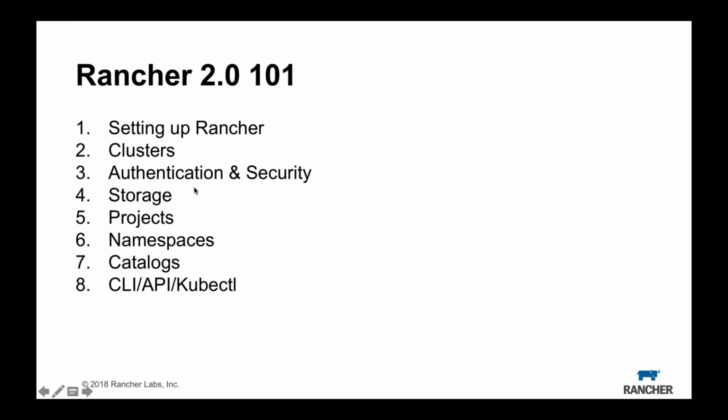So we kind of jumped around a little bit. So we talked about setting up Rancher, cluster, went over some authentication and security, talked about projects and namespaces. So I'll touch on storage and then I'll deploy a catalog application since we already talked a little bit about that. And I'll touch on storage as well as the CLI, API, and kubectl.